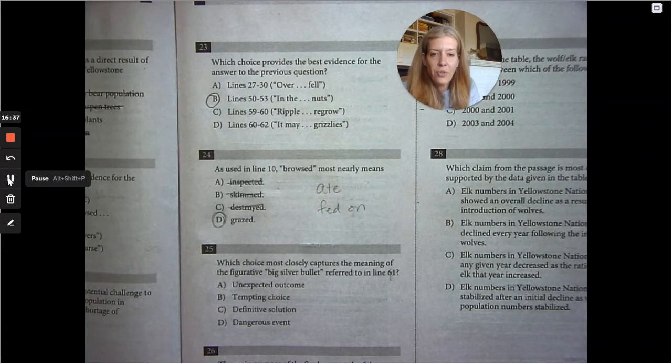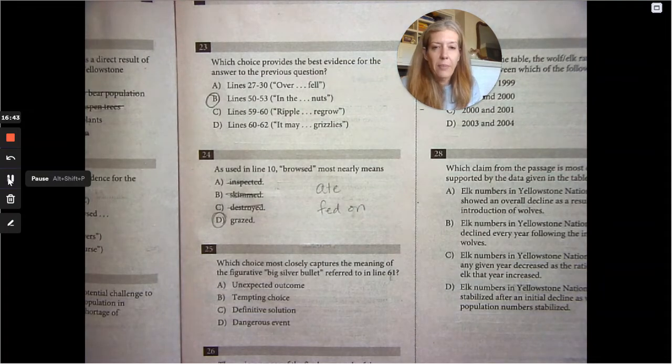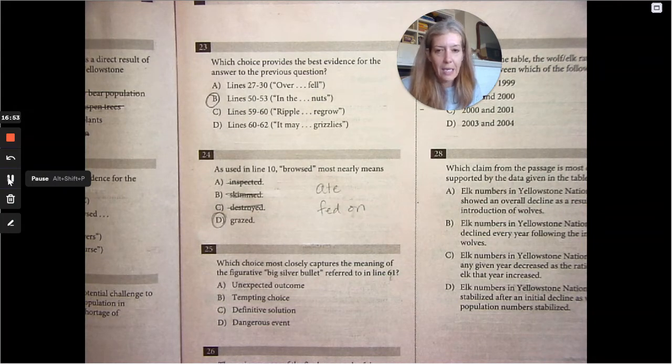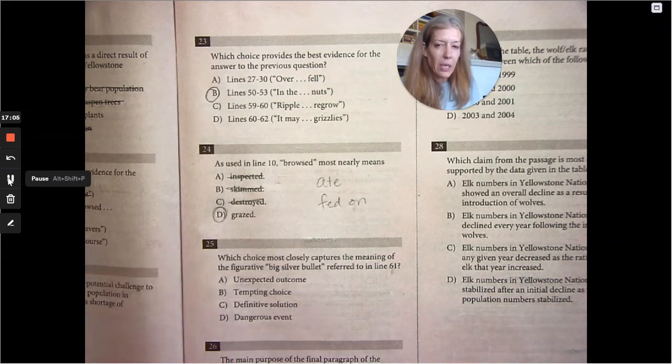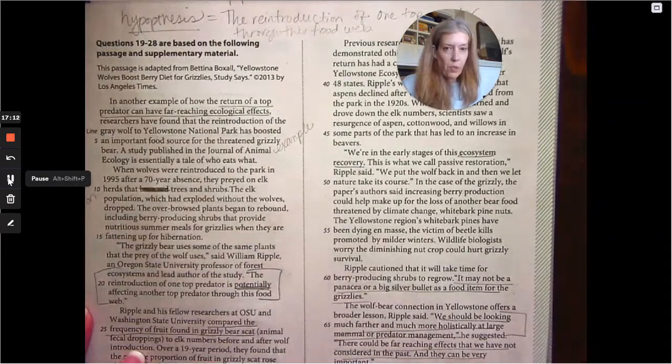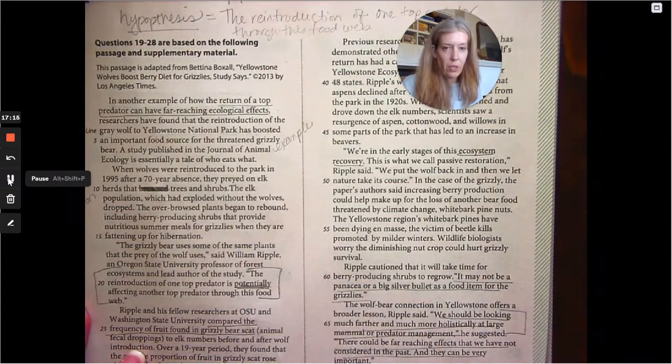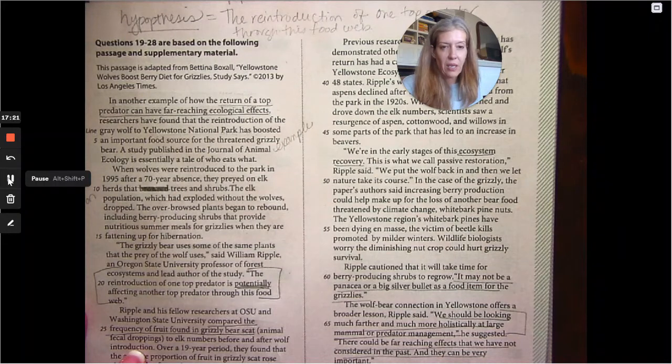Which choice most closely captures the meaning of the figurative big silver bullet referred to in line 61? Interesting. Before we look back, can we narrow it down? Tempting choice, definitive solution, or dangerous event? I'm going to guess that it is not D. And not B. Just because I don't remember anything about an unexpected outcome or a dangerous event, but let's look back. Ripple cautioned that it will take time for berry-producing shrubs to regrow. It may not be a panacea or a big silver bullet as a food item for the grizzlies.